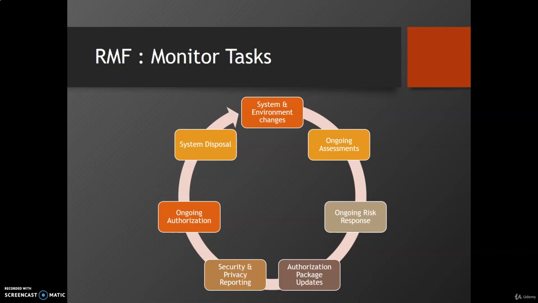Organizations removing a system from operation update the inventory of information systems to reflect the removal, and the system owner and system personnel ensure that the disposed system complies with relevant federal laws, regulations, directives, policies, and standards. So this is the complete set of 7 tasks which we need to perform in the monitor step.